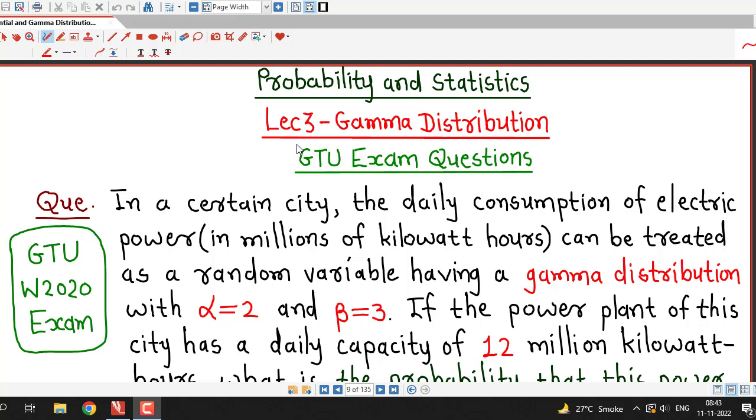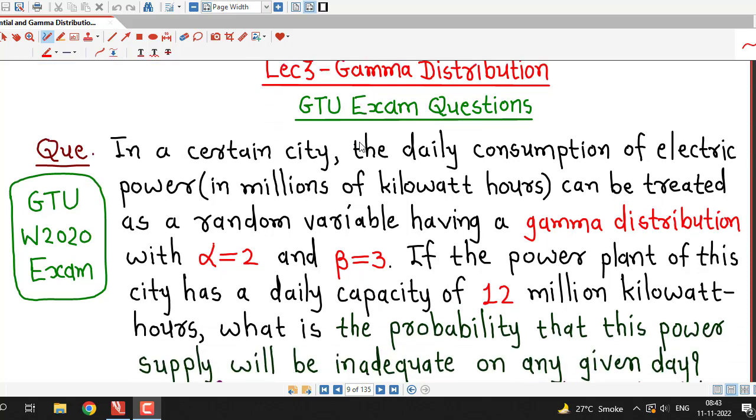In lecture number 1 and 2, we have introduced gamma distribution and we have also discussed what are the mean and variance of gamma distribution. So I suggest you to watch lecture number 1 and 2 first before going for this lecture. From this lecture onwards, we will discuss GTU exam questions related to gamma distribution.